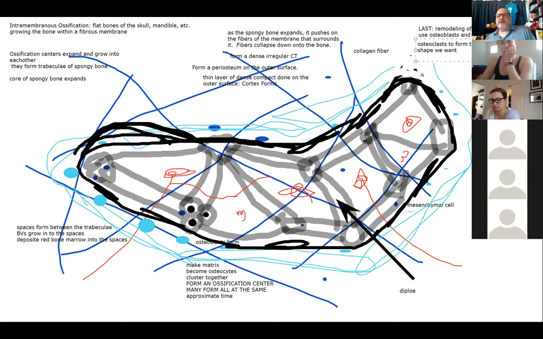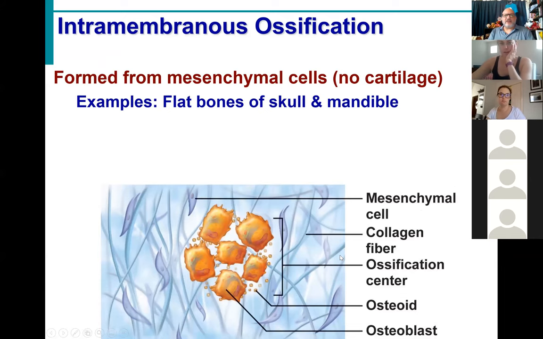All righty. And there, just that easily, we have made a bone inside of a fibrous membrane. Questions on that? All right, let's do it again. So again, this is how we're going to make our flat bones, the skull, the mandible, some stuff like that.